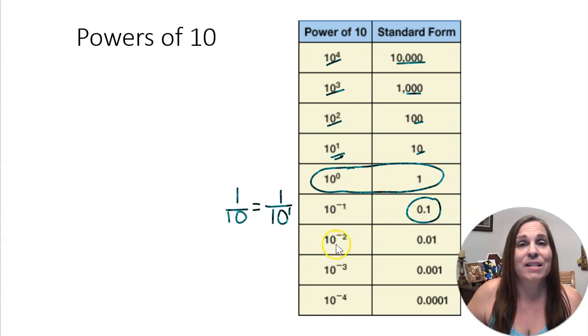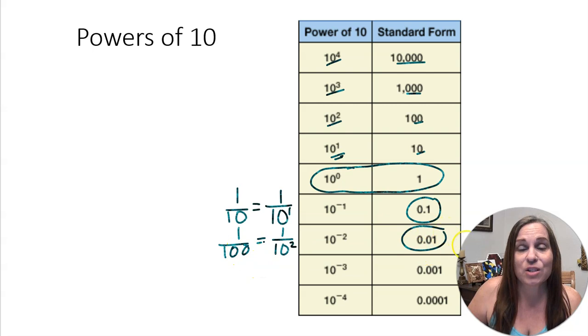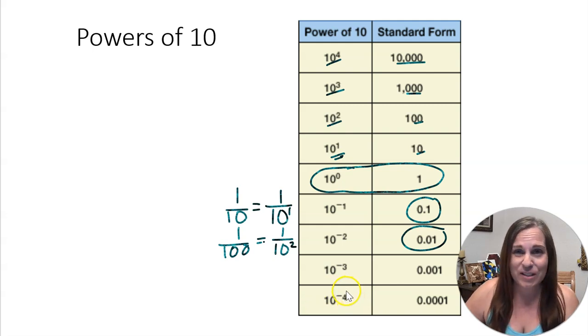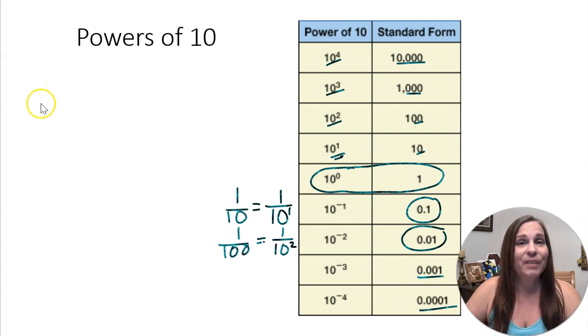Then we've got 10 to the negative 2. Remember that that is the same as 1 over 10 to the second, which is 1/100th, which is what we see here in decimal form. And we can keep going, right? This is 1 over 10 to the third, which is 1/1000th. This is 1 over 10 to the fourth, which is 1/10,000th. And that's what we see here in the decimal forms of the numbers. All right, so we're good on powers of 10.